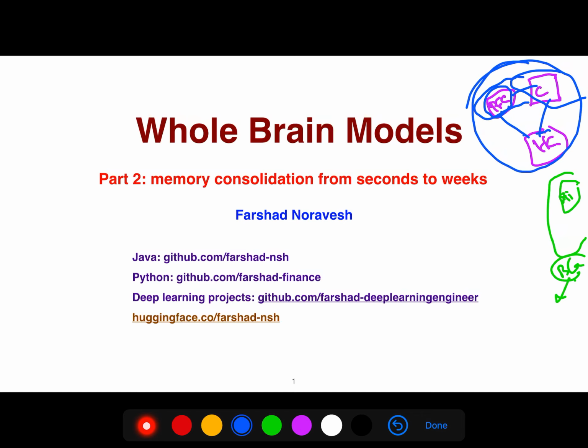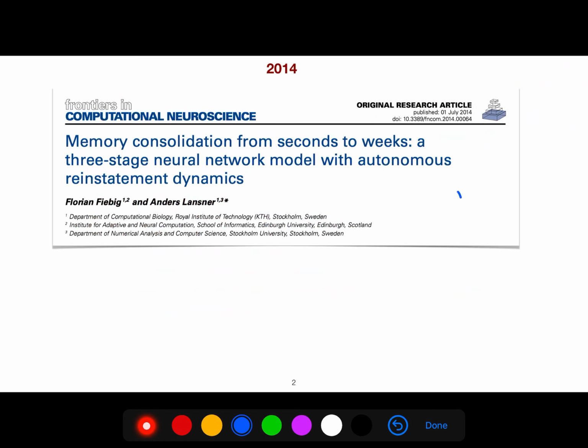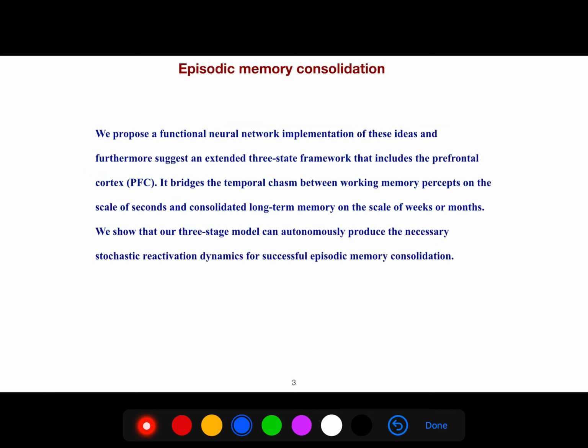And I want to explain this beautiful 2014 article from a very great professor, Anders Lansner, in his laboratory. He has many great students and colleagues, and his work is very important for the future of biological neural networks, and also its connection with artificial neural networks, because biological neural networks are millions of times more efficient than these artificial neural networks that we are familiar with.